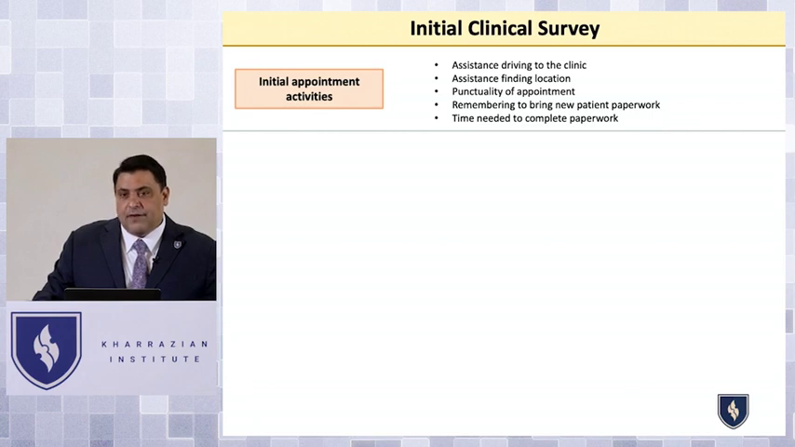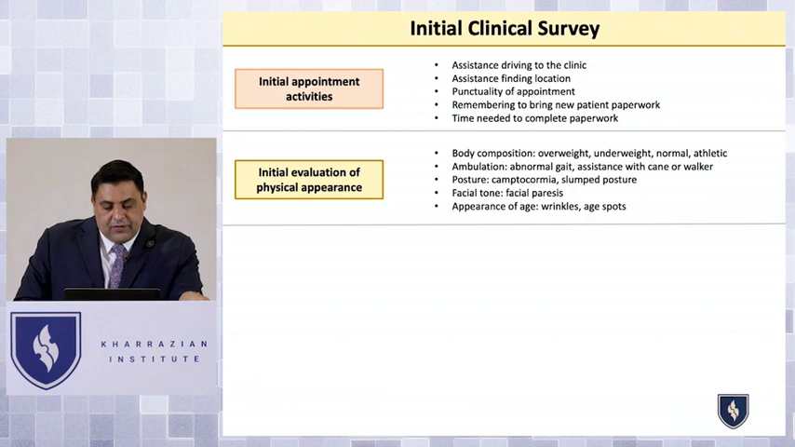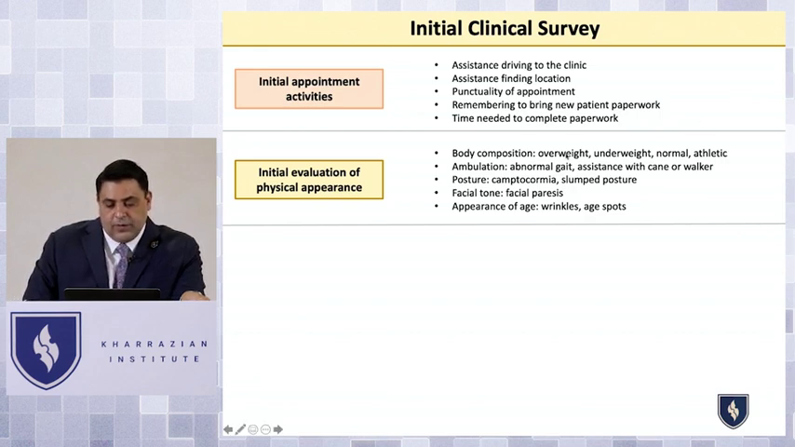The ability to get to your office and be on time and remember to bring in paperwork is all actually evaluating cognitive function. So that's part of the initial clinical survey. Then initial evaluation of physical appearance. And then there's body composition: overweight, underweight, normal, or athletic. Those are clues to what's happening.